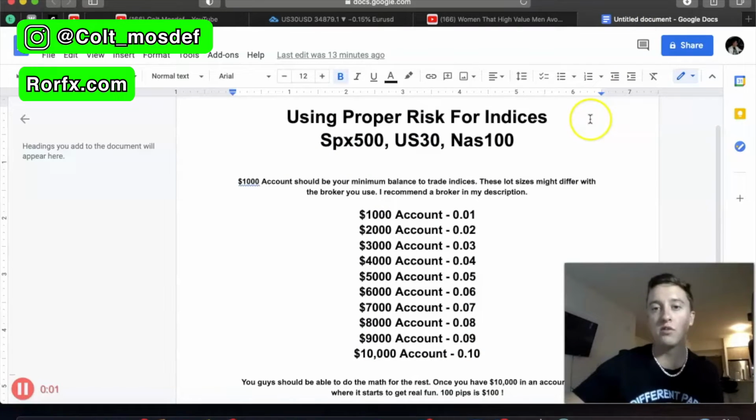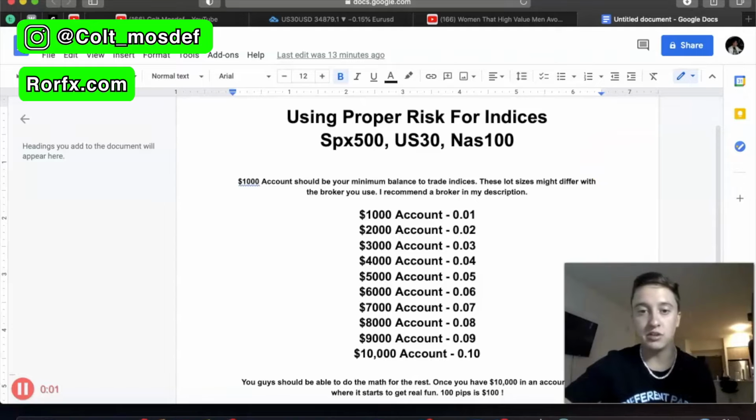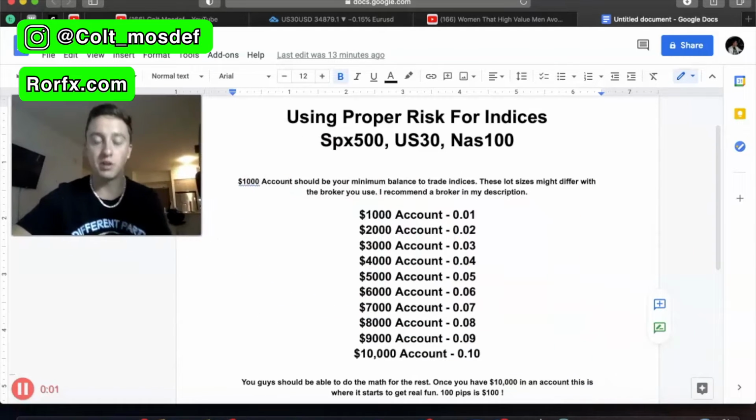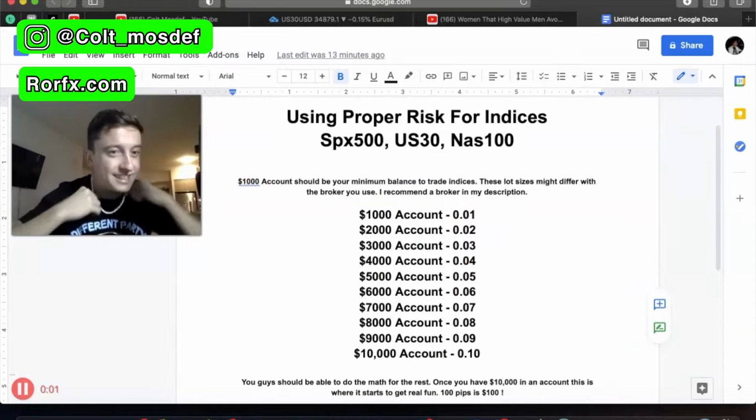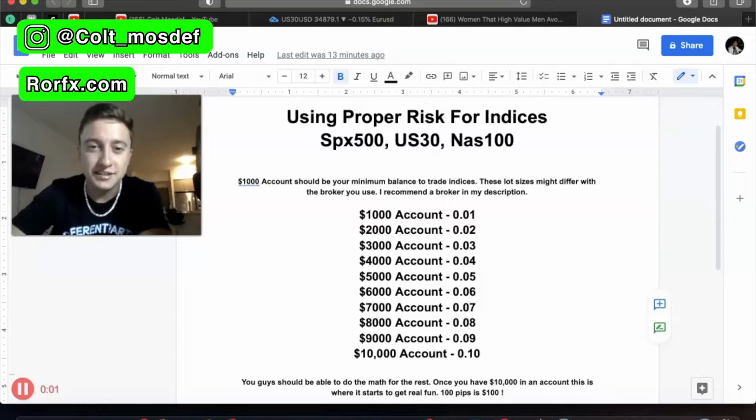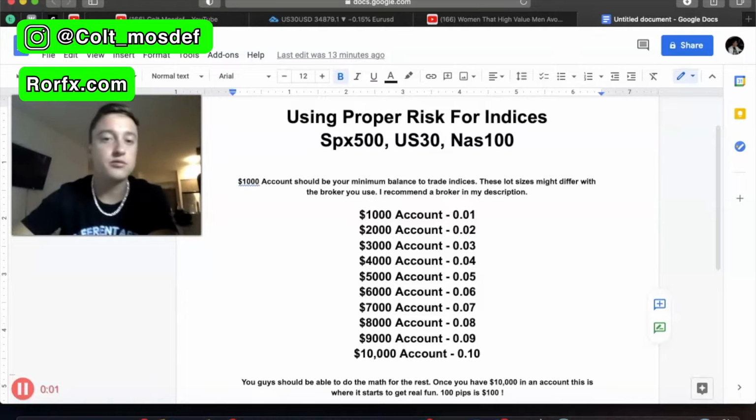So I want to go over exactly how to use proper risk with you guys. Let me move my face over here so it's out of the way. Perfect. Fix my hair real quick. Okay, got the diamonds busting. Alright guys, no more playing around. We're serious now. So I want to show you guys how to use proper risk.